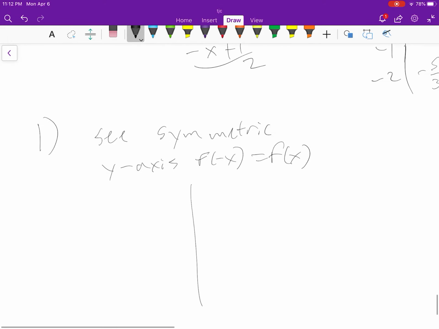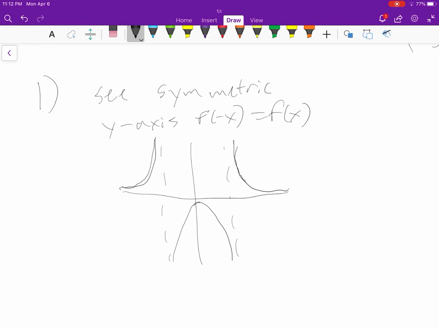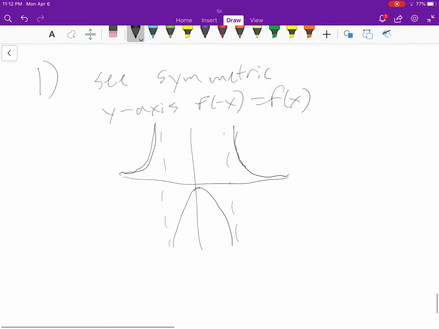So you might get something like this. This is an example of symmetric with respect to the y-axis, okay, of a rational function.